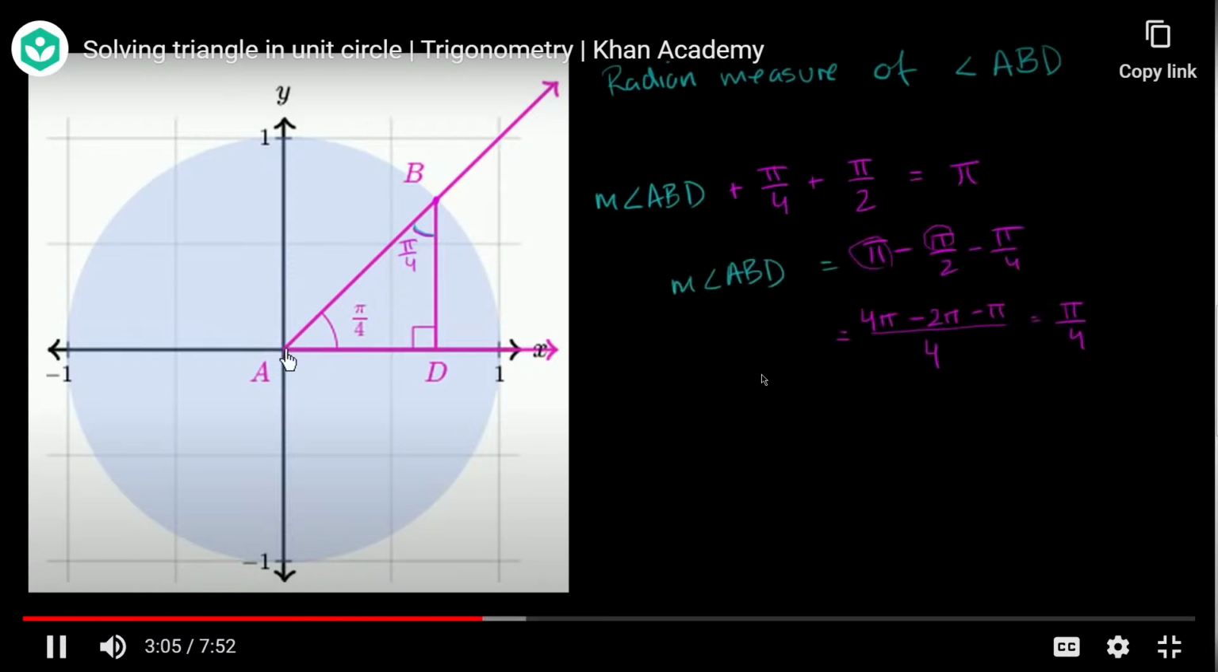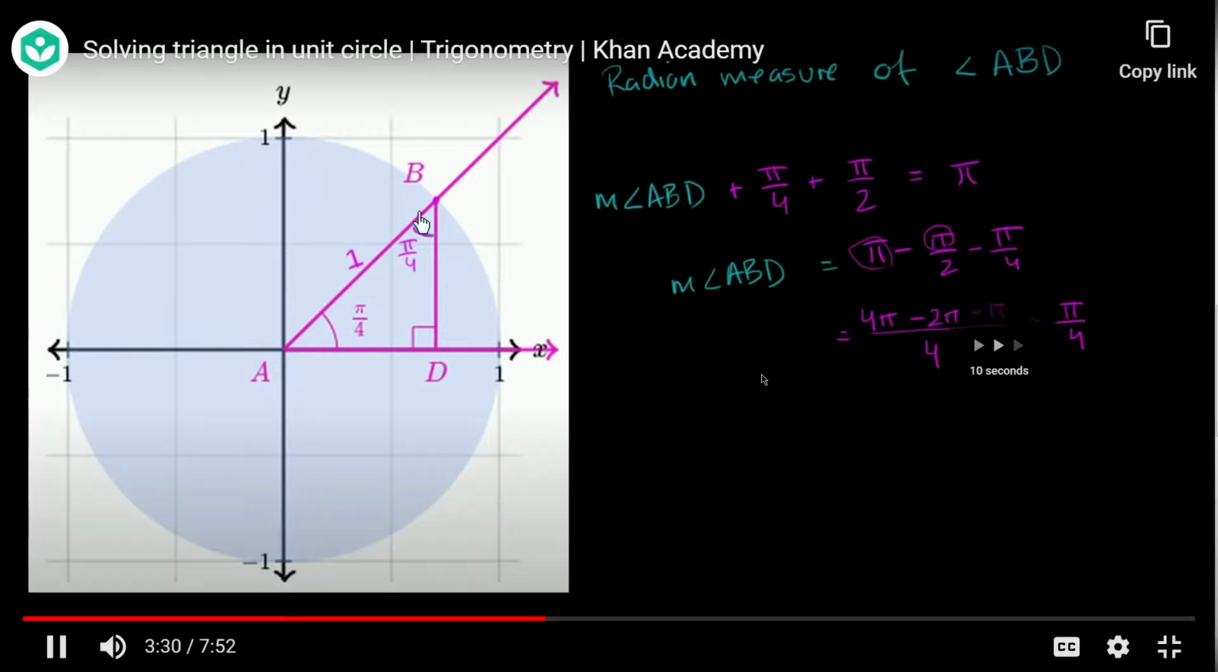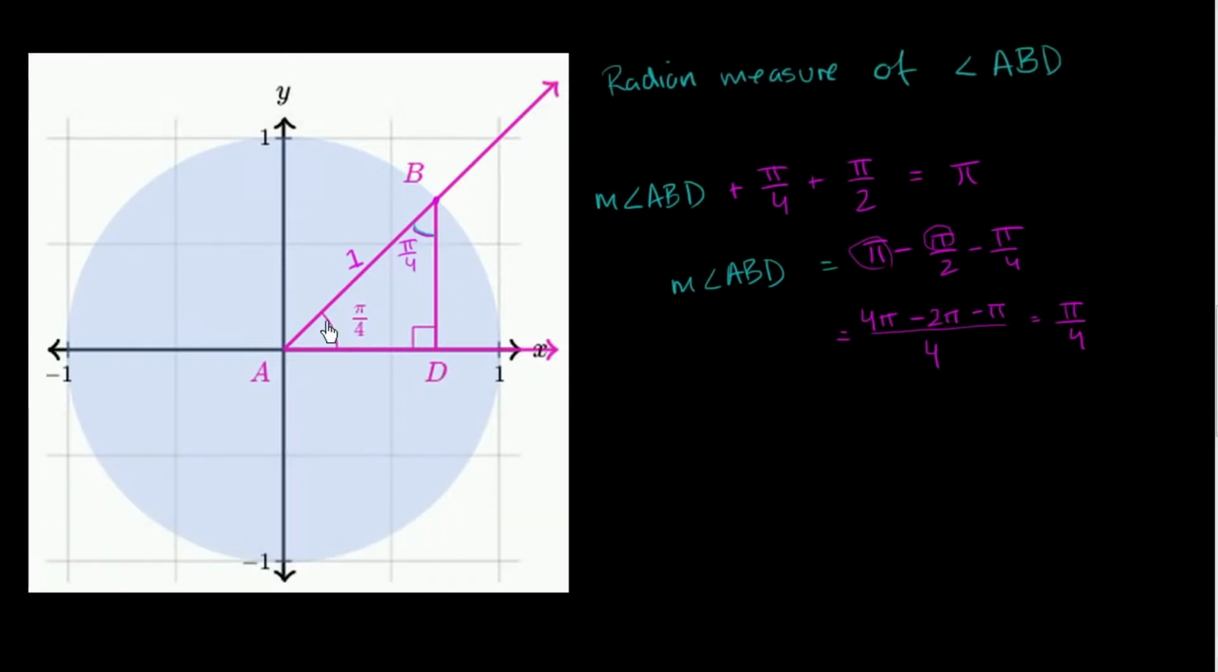We know this is a unit circle. So we know the length of segment AB, which is the radius of the circle, is 1. What else do we know about this triangle? Can we figure out the lengths of segment AD and the length of segment DB? Well, sure, because we have two base angles that have the same measure. That means that the corresponding sides are also going to have the same measure.